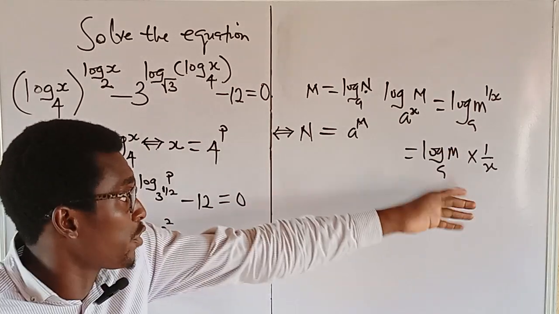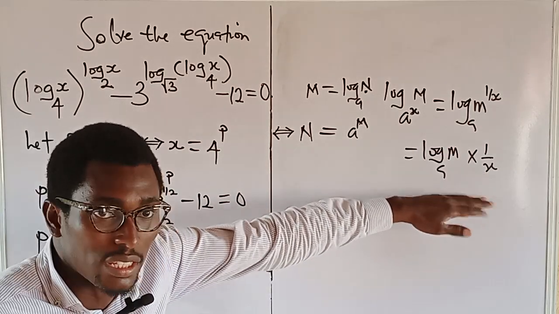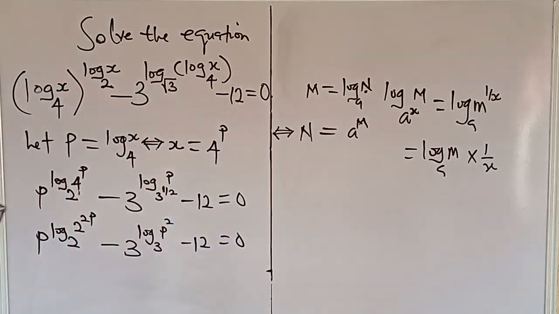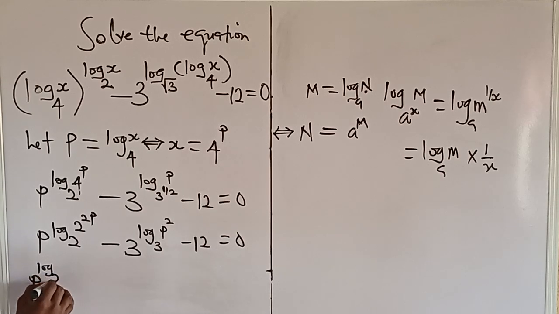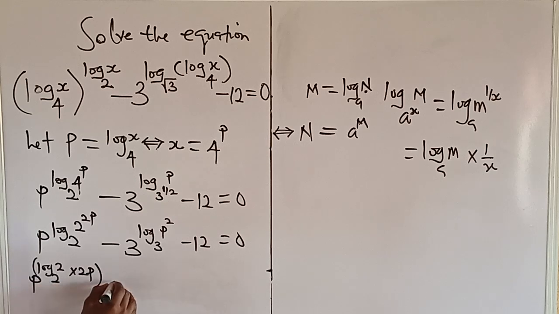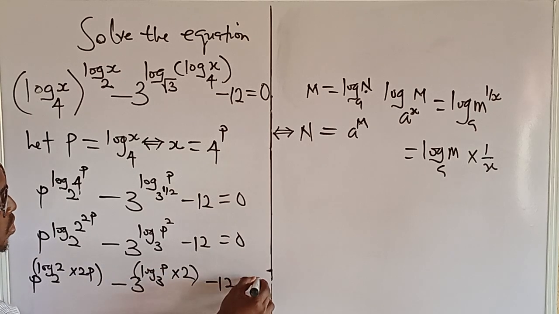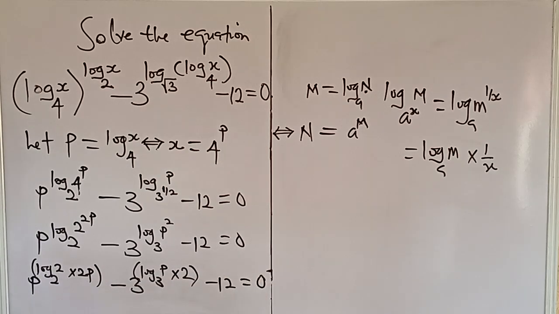So on applying what I've just explained, this latter law, this particular one, if I apply this one now, the line becomes p to the power of log to the base 2 of 2 times 2p, all right? Then minus 3 log to the base 3 of p times 2 minus 12 equals 0. Can you see that? So we have that at hand.